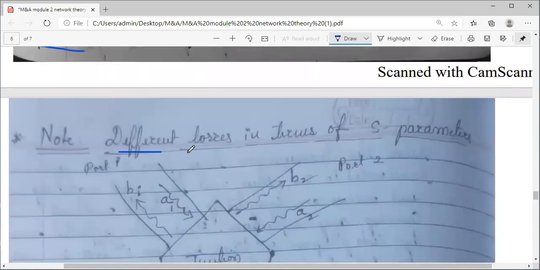Coming to the different losses in terms of S parameters. For any transmission line, ideally whatever we transmit will be received without any losses, an ideal transmission line. But practically speaking, we do come across certain unavoidable losses. So let us see what the different losses are that exist, and how we can represent these losses in terms of S parameters.